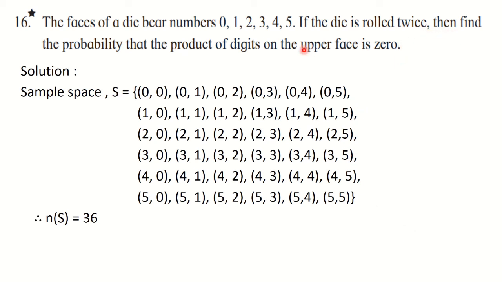Okay, so see here, they have asked us to find the probability that the product of the digits on the upper face is 0. So first you write down the sample space properly, write down the number of sample points, that means n of S is equal to 36, and then we will find out the event and the probability of that particular event.